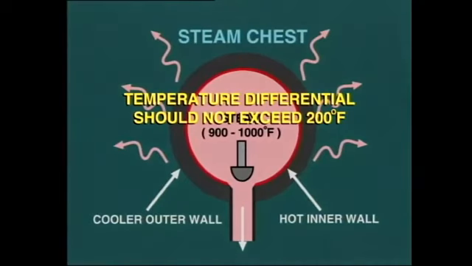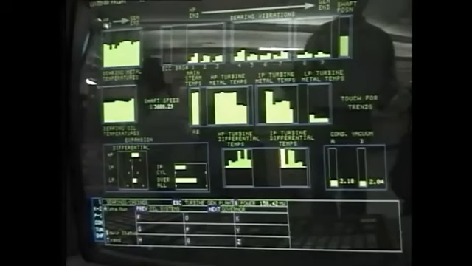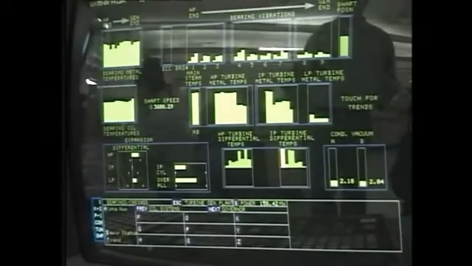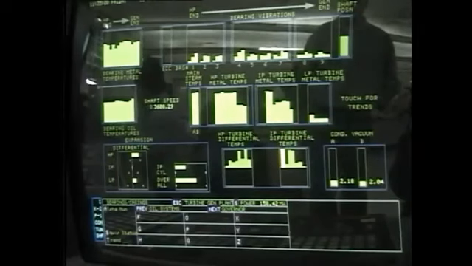exceed 200 degrees Fahrenheit. On most modern turbines, thermocouples are embedded into metal components at various strategic points, such as the steam chest and shell inner and outer surfaces. These temperatures are usually recorded to give the operator guidance during startup. You must make sure to learn and remember the limits which are established for each of your turbines.